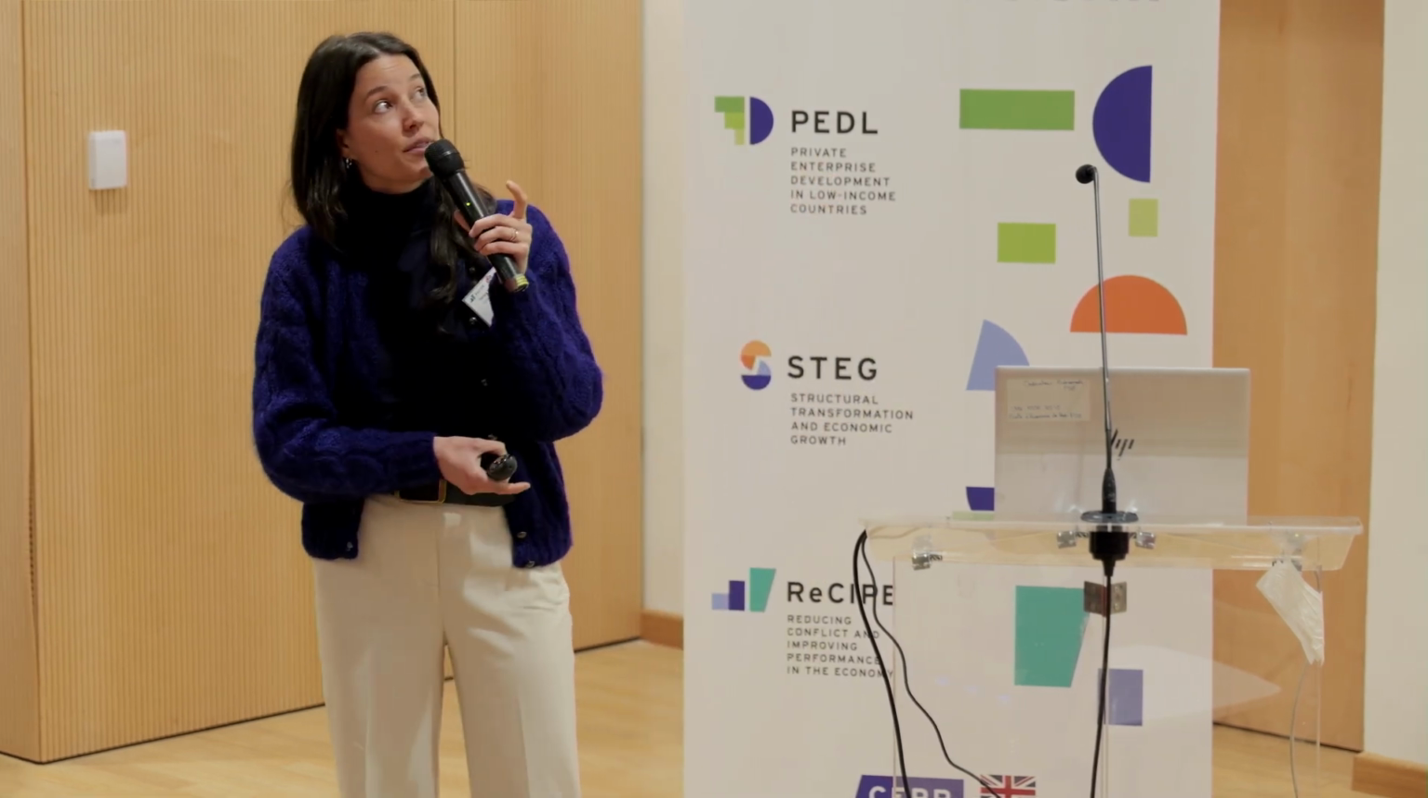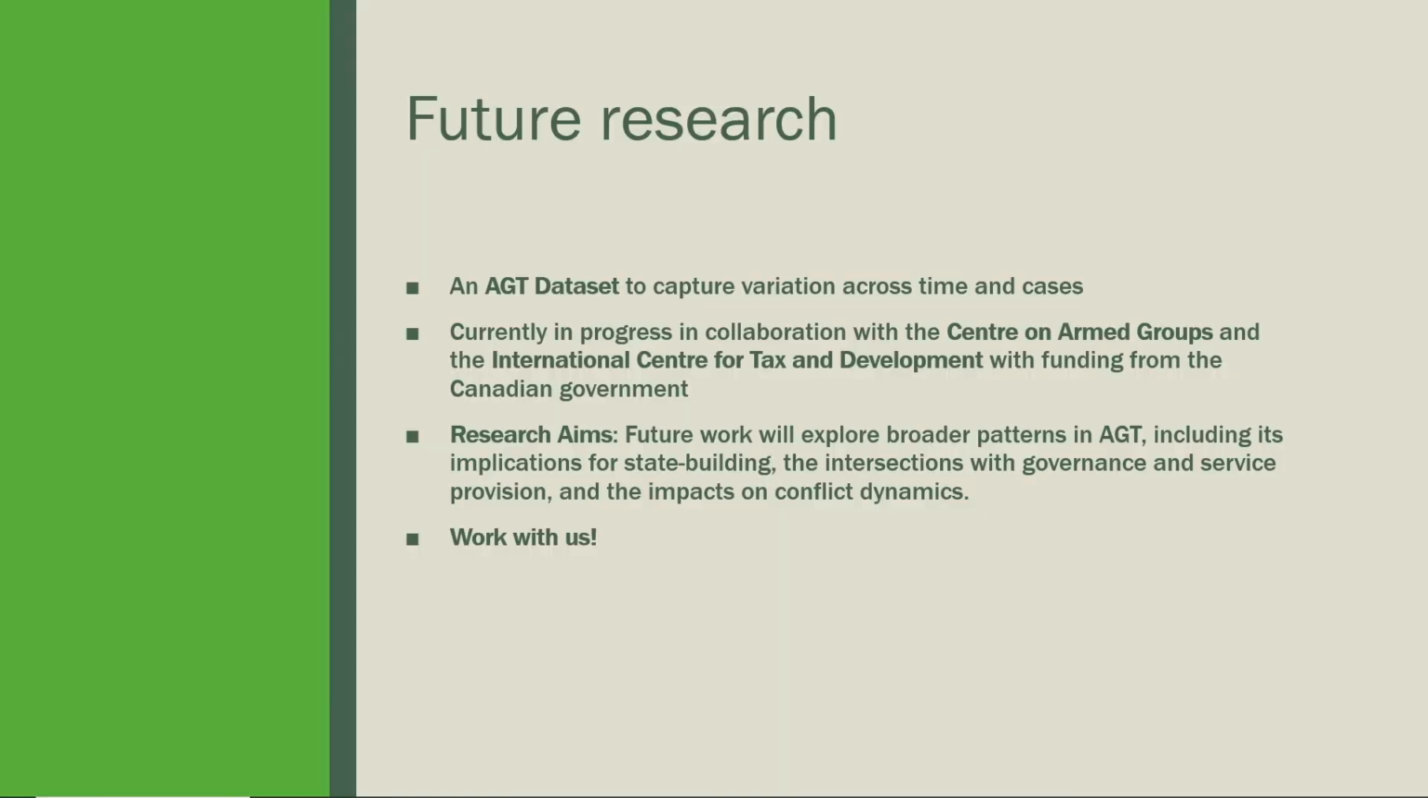I think we've covered this, and I think I'm running short on time because I really want to talk about this. So we're developing an armed group tax data set to capture variation across time and cases. It's currently in progress. We're in the throes of it. It's in collaboration with the Center on Armed Groups and the International Center for Tax and Development, with some nascent funding from the Canadian government to start.